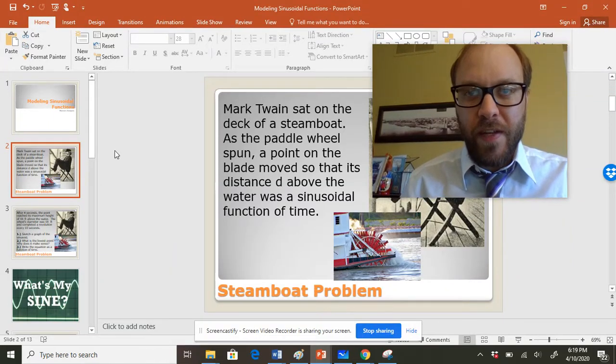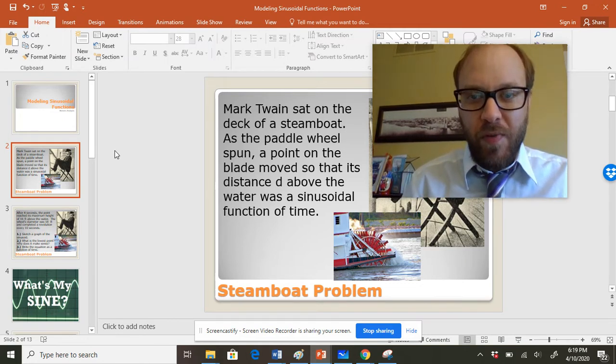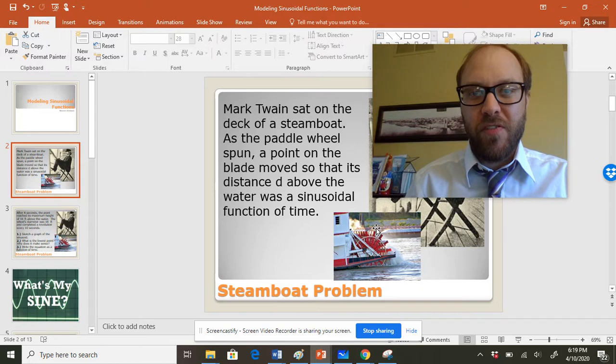All right, we're going to take a look at this problem that has a lot in common with the bicycle wheel problem we did a couple of weeks ago. So we've got Mark Twain sitting on the deck of a steamboat watching a paddle wheel spin. You can see that there. As it spins, a point on the blade moves, so its distance, d, is a sinusoidal function of time. It's distance d above the water.